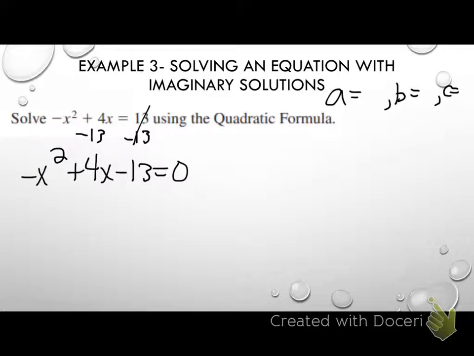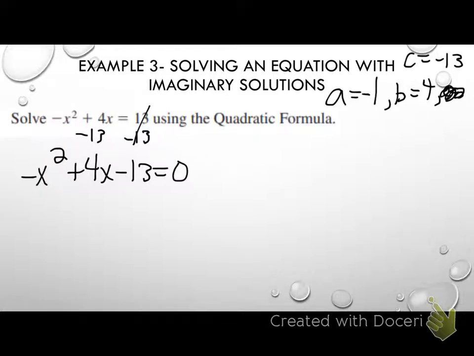What's my A value here? My number times x squared? -1. Am I moving too fast for anybody? I can slow down if I need to. What's my B value here? My number times x? 4. And my C value? C is -13.